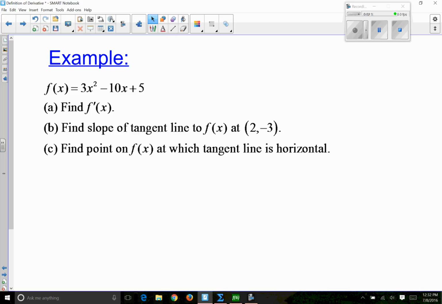Here's the first important example. If f of x equals 3x squared minus 10x plus 5, we're going to do these three things. We're going to find f prime of x, which means we're going to find the derivative of this function. And then we're going to answer part B. We're going to find the slope of the tangent line to f of x at the point 2, -3. And then we'll find a point on f of x at which the tangent line is horizontal.